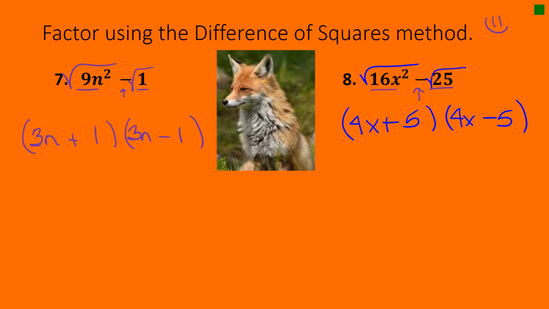Oh, these get a heart. I love difference of squares. Ooh, secret drawing.